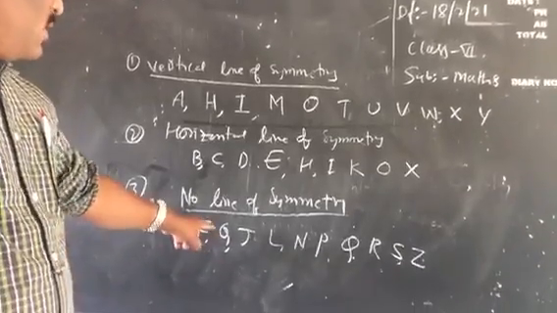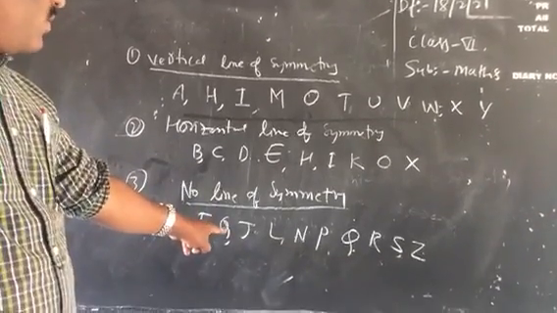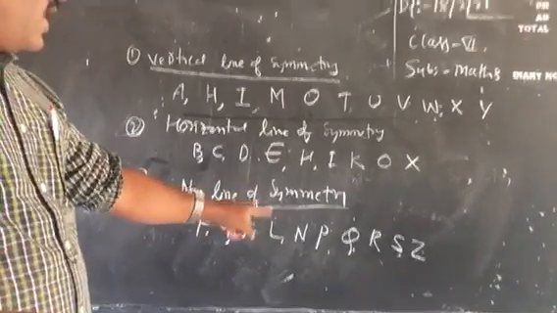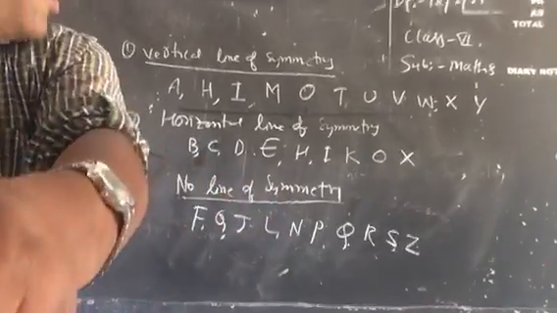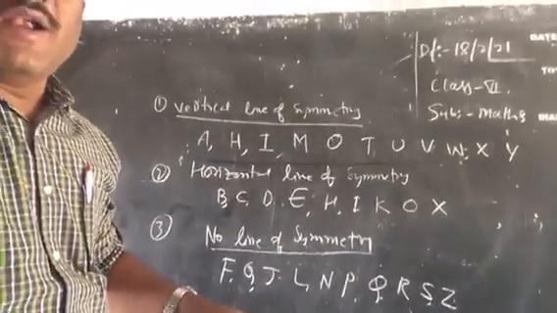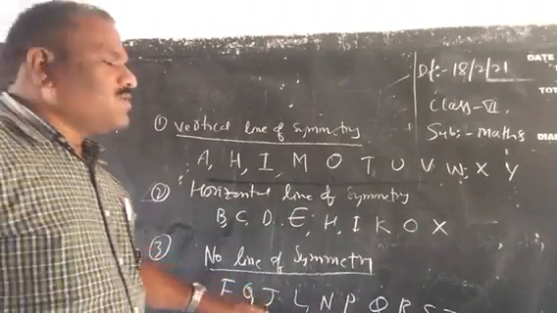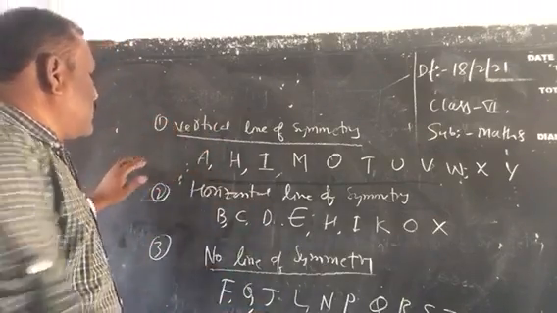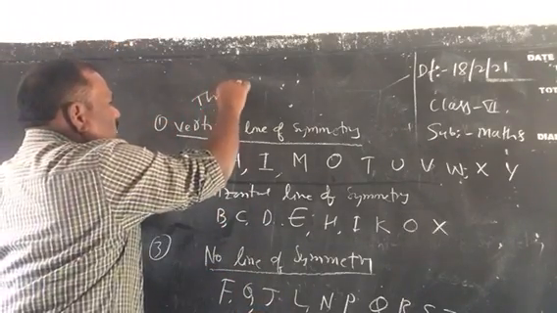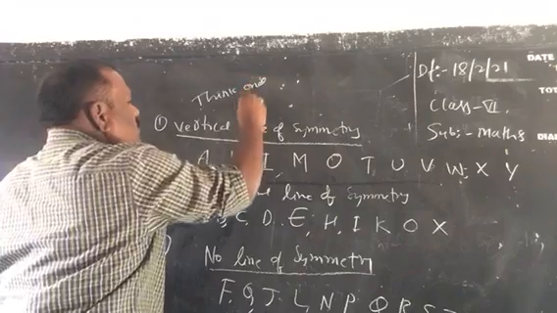Observe here. F, G, J, L, N, P, Q, R, S, Z. These all have no line of symmetry. So children, these are the think and discuss questions.